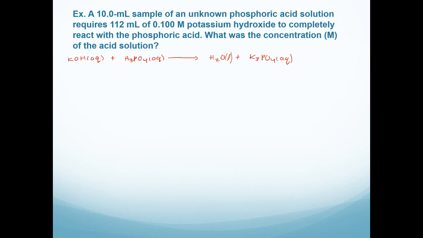Now for this, we can go ahead and balance it. We have a 3 here, so since we have 3 H pluses, we need 3 OH minuses, and we're forming 3 water molecules in this. And just like we did in class, let's go ahead and fill out the information we have. We have 112 milliliters of this, and we have the concentration, molar. We have 10.0 milliliters of this, so this is what we currently have.